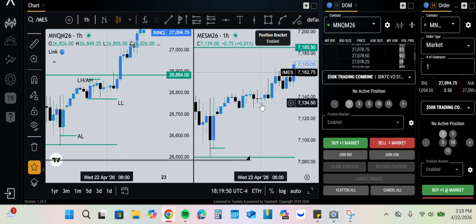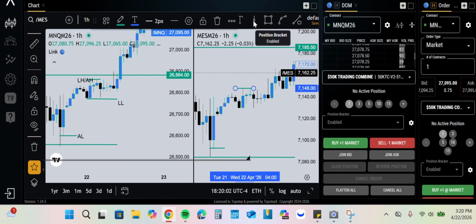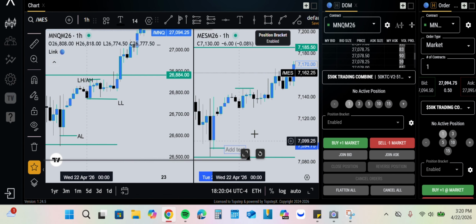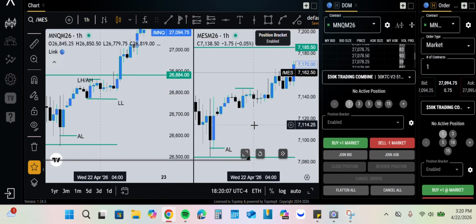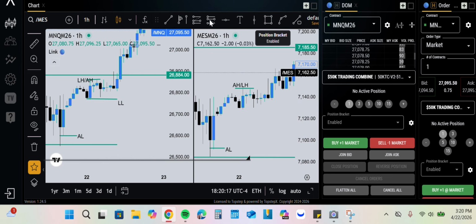and we had 1 a.m. Where is it? 1 a.m. right here. This is also the same. So Asia low, Asia high, London high, and this here is London low.